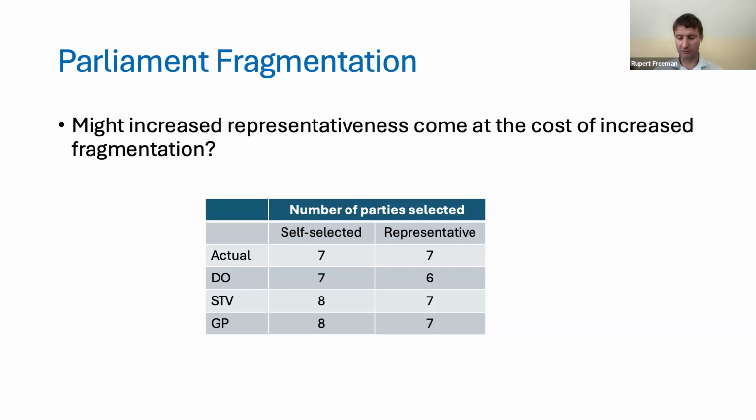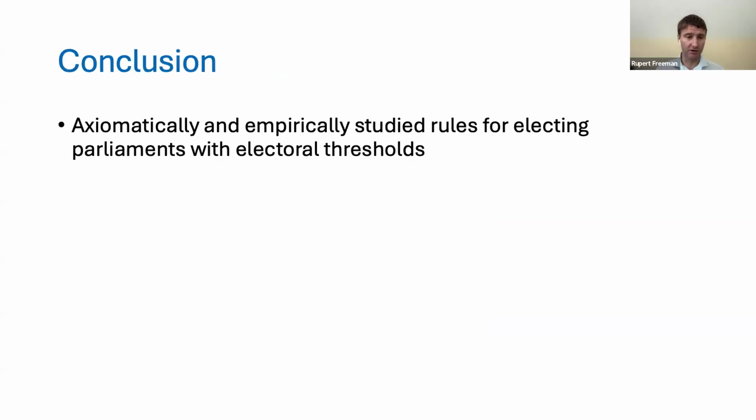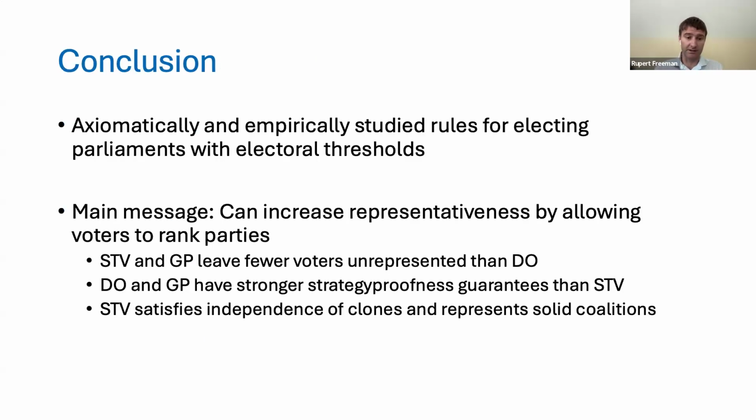There are lots more cool results in the paper, so you can check it out, but in the interest of time, that's all I have for today. So just to wrap up, we've studied these rules for electing parliaments with thresholds. The main message is that you can increase representation by allowing voters to rank parties.